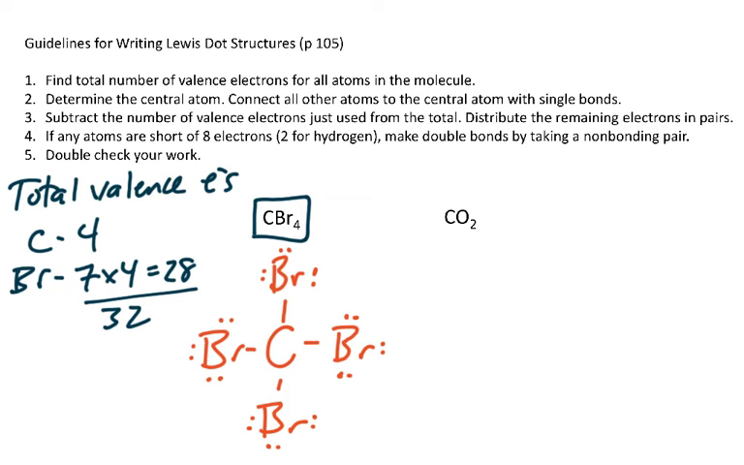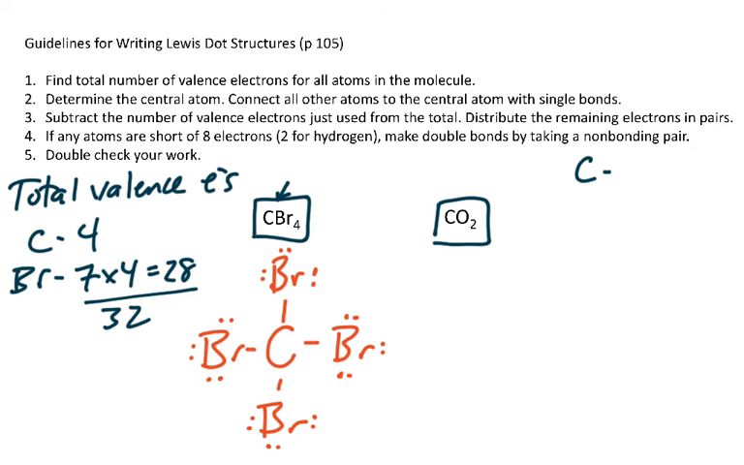Okay, that one should have been pretty familiar, right? How about the next one? This is going to be a new one. CO2. So carbon dioxide, right? Actually, what's the name of this one? CBr4. It would be carbon tetrabromide. Right? And here, carbon dioxide.